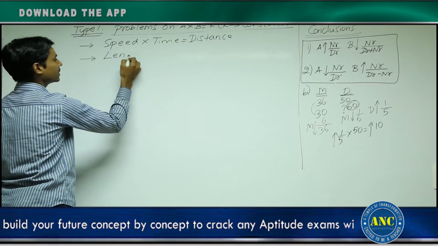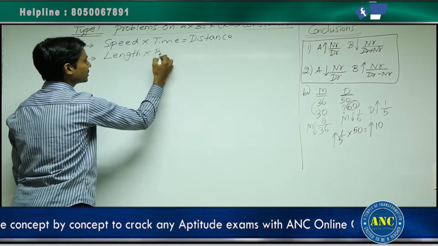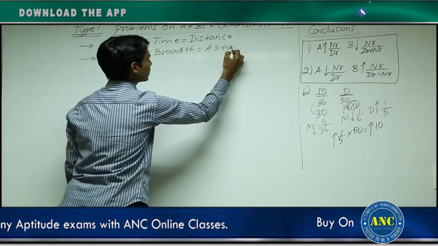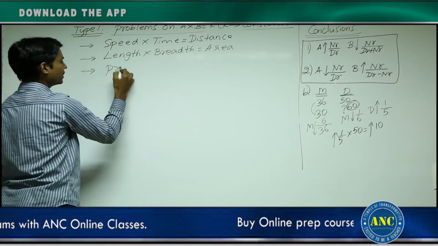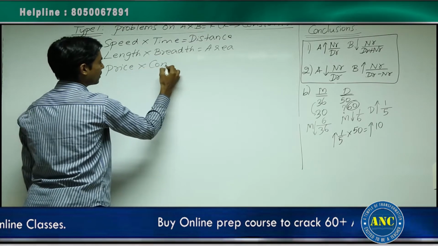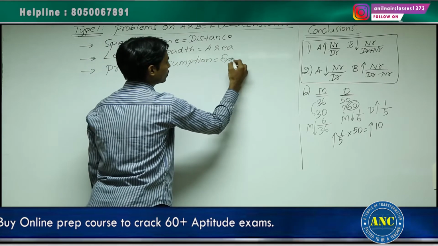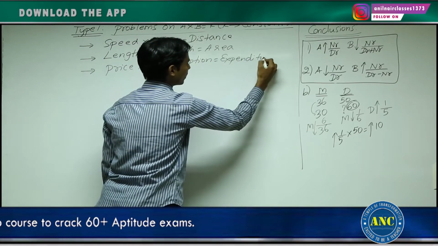Similarly, length into breadth is equal to area. Then, what are the other cases? Price into consumption is equal to expenditure. Then, you can also use this case in men into days is equal to work. Men into days is equal to work.